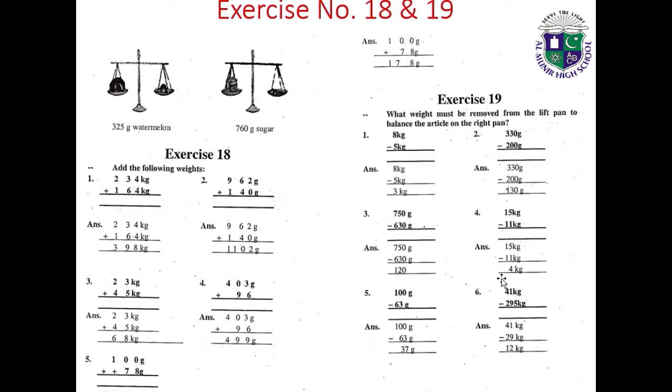Add the following weights. Exercise 18, question number 1. 234 kilogram plus 164 kilogram. 4 plus 4 is 8, 6 plus 3 is 9, 2 plus 1 is 3, so 398 kilogram. 223 kilogram plus 45 kilogram. 5 plus 3 is 8, 4 plus 2 is 6. When we add these values, we get the answer 68 kilogram.